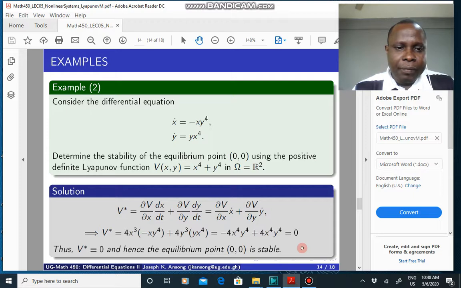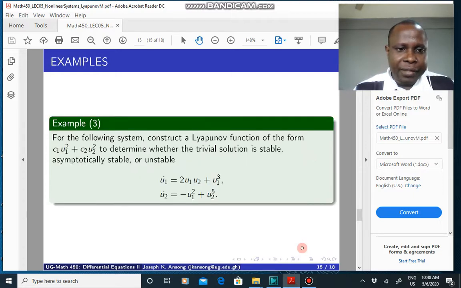Then we'll look at the final example, which is given by this. This is a more interesting one, a little more challenging than the previous ones. Here, you want to construct a Lyapunov function of this form. So this is a form you are not given directly. You don't know C1 and C2.